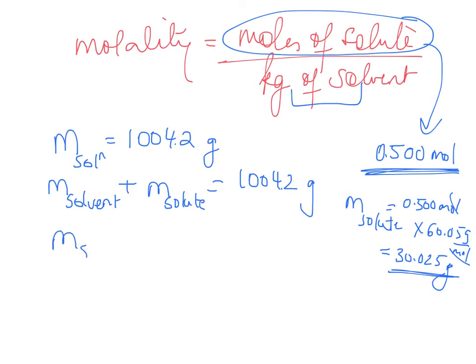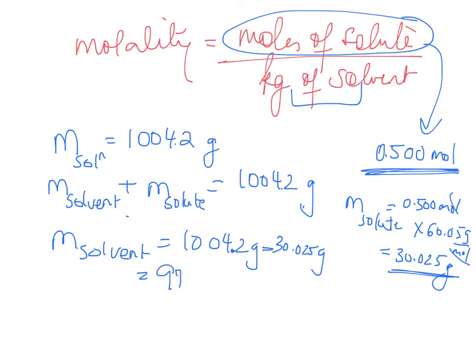So can I say that the mass of solvent, basically subtracting mass of solute from both sides of the equation, would be 1004.2 grams minus 30.025 grams. That should give me the mass of the solvent. So this comes out to be 974.175 grams. And in kilograms, we are going to divide this by 1,000. So it will be 0.974175.